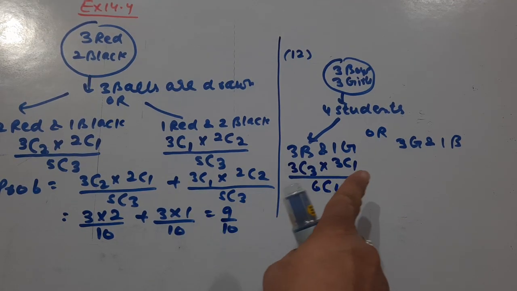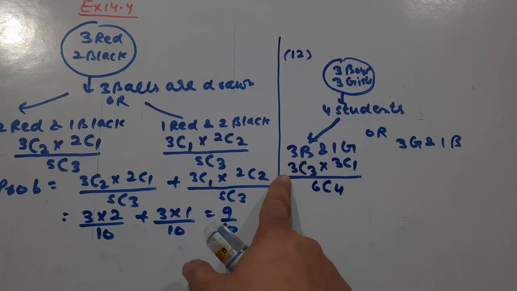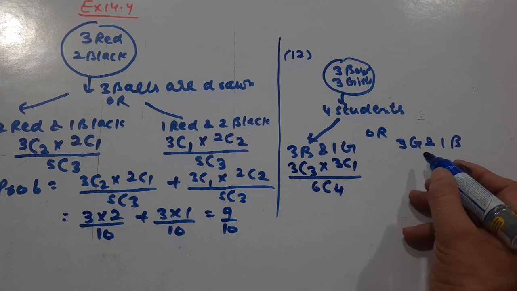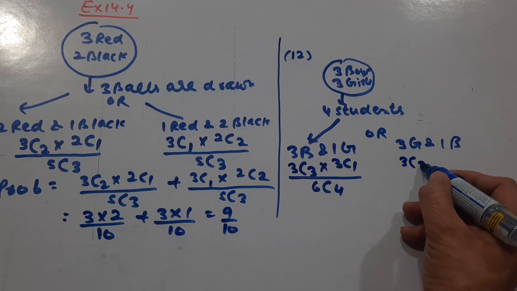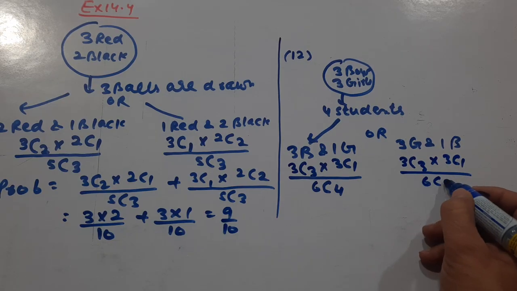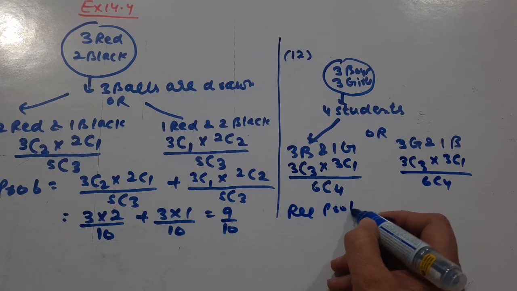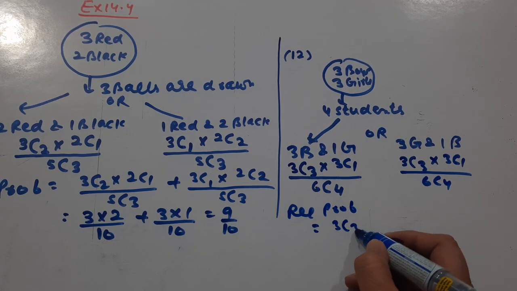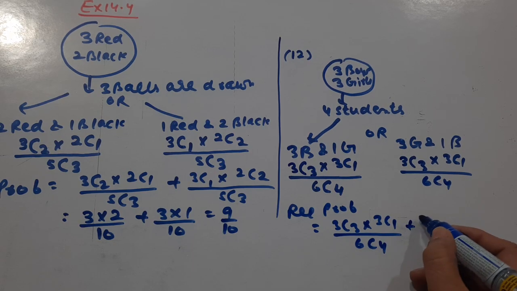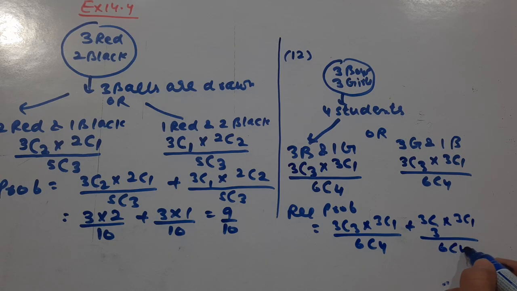So the probability that there are three boys and one girl is 3C3 into 3C1 upon 6C4, and three girls and one boy, three girls out of three, 3C3, one boy out of three, 3C1 upon 6C4. So here we can write required probability is equal to 3C3 into 3C1 upon 6C4 plus 3C3 into 3C1 upon 6C4.